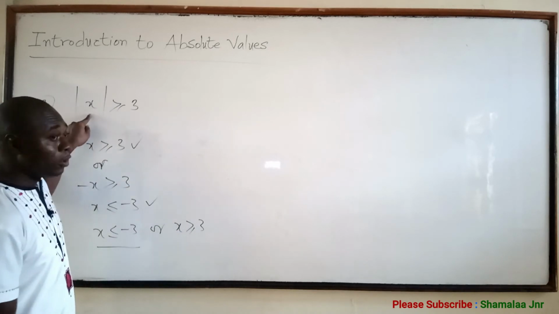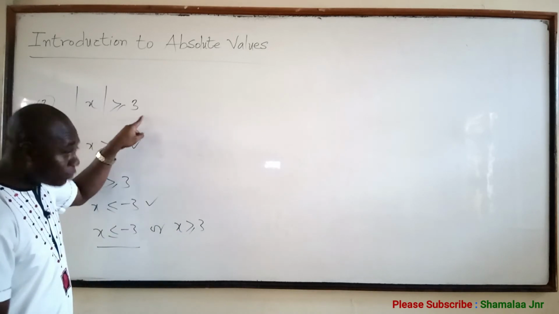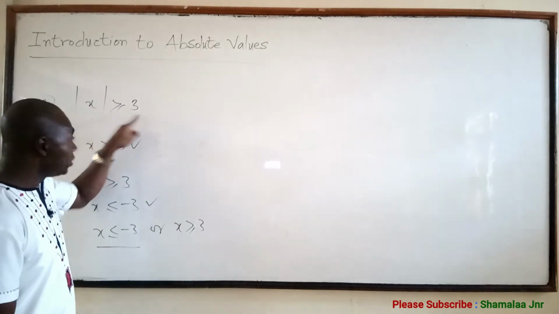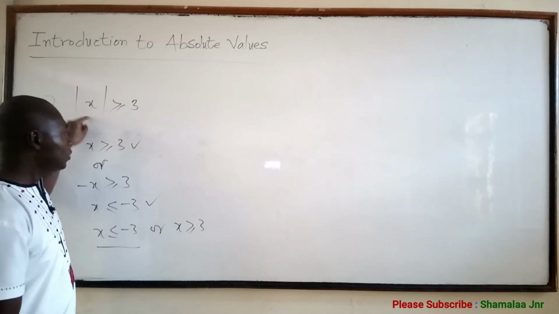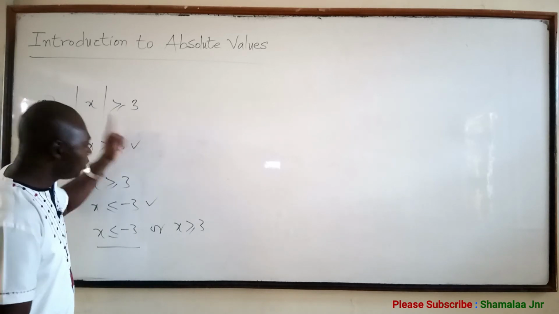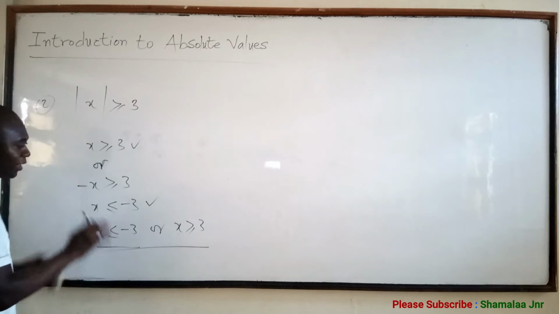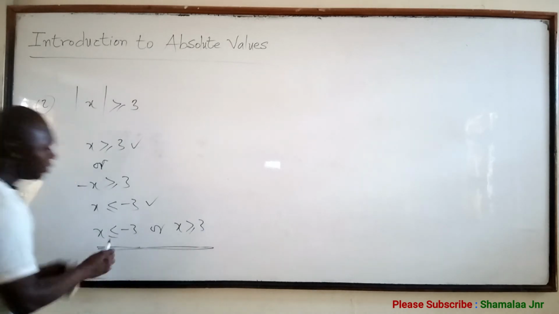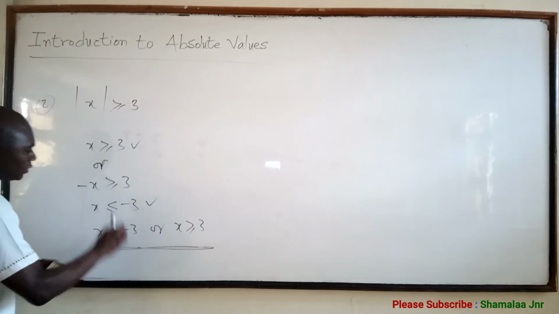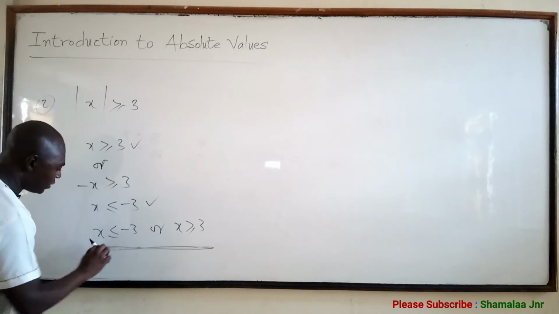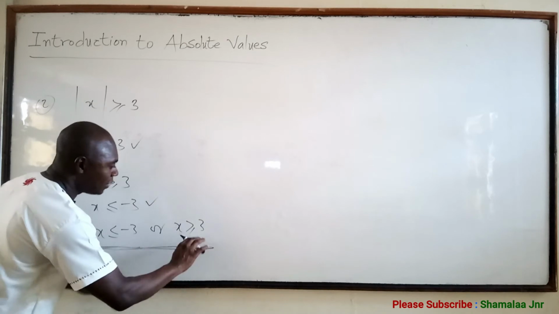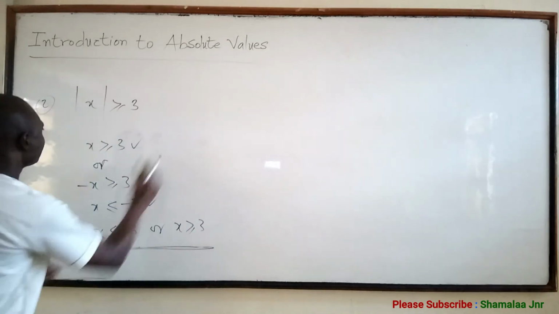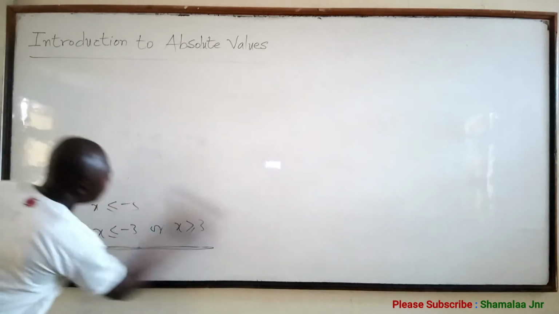Now when you come here, let's pick 3. The absolute value of 3 is 3, and it's equal to 3. So the equality condition holds. Now if you pick 4, the absolute value of 4 is 4, and it's greater than 3. So it holds. So this is the solution. And you have seen that in this case, we can't combine the two solutions. So the solution is x is less than or equal to negative 3, or x is greater than or equal to 3.